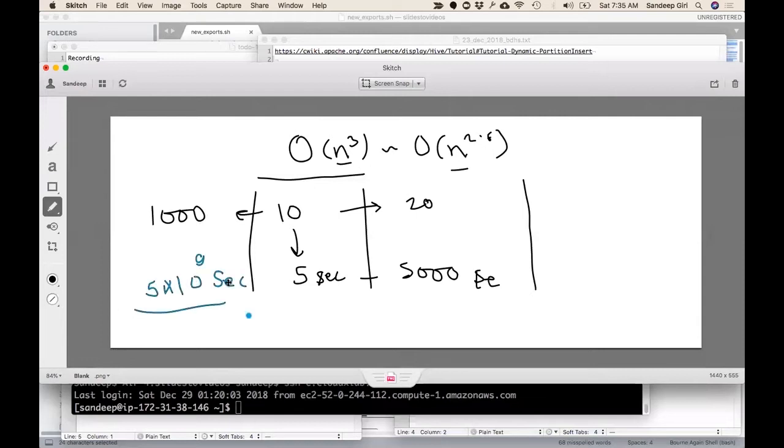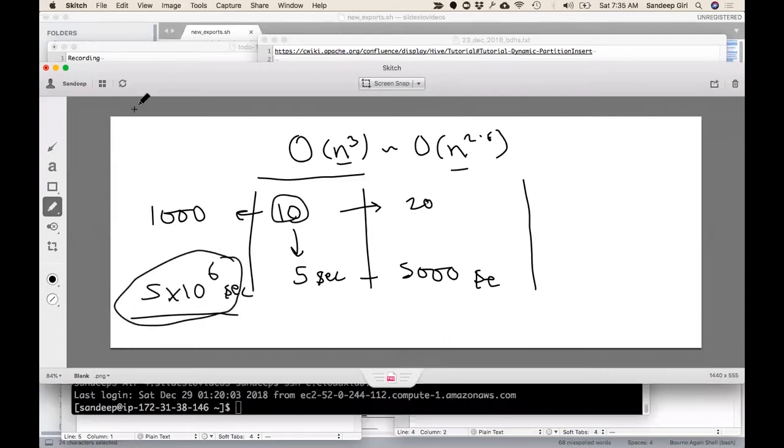No, I made a mistake. So how much has it become? 1,000 times, which is 100 times. So it'll become 5 into 10 to the power 6 seconds, right? So you suddenly see that as the number of features grows, the time is actually exploding. In case of MNIST, you remember we had around 784 columns, that too in an image of 28 by 28 pixels. Now, if you think about more such problems.